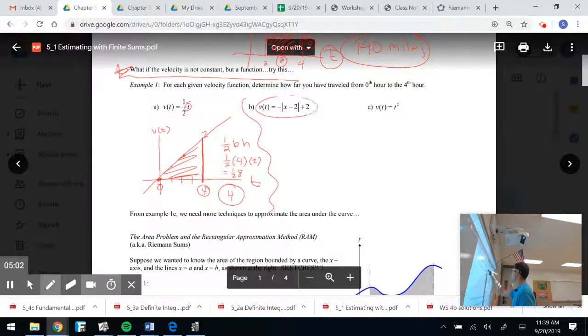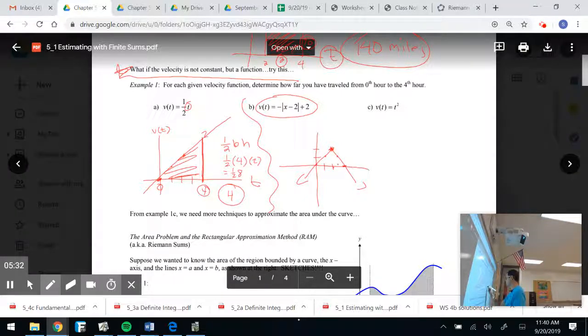We should know how to graph that, right? That has a vertex of (2, 2). It's got a slope of 1, but it is a reflection. So instead of going up 1 over 1, I'm going to go down 1 over 1, down 1 to the right 1, down 1 to the right 1. And it says to find the area over the first 4 spots.